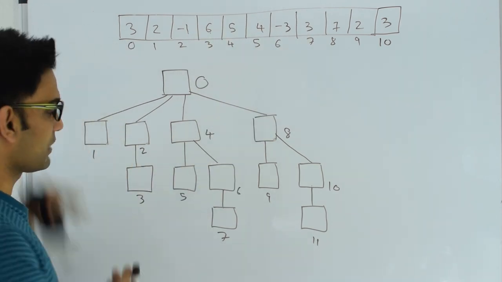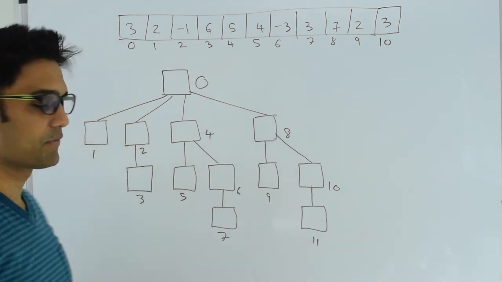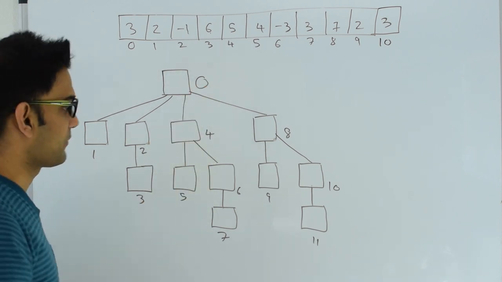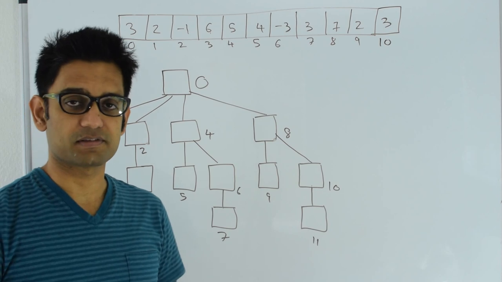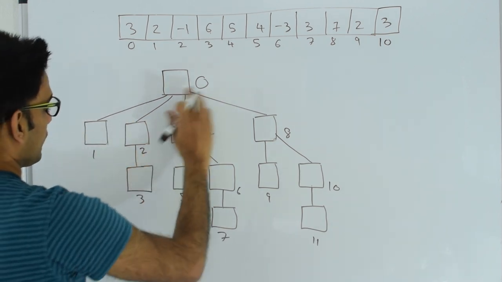So this is a conceptual tree. My actual tree will be stored in the form of an array, but this is easier to understand, which is why I have it this way. So 0 is a dummy node and doesn't store any information, and the rest of the nodes 1 to 11 will store the prefix sum. Why do I have the tree this way? Let's look at it. Why is 0 the parent of 2?